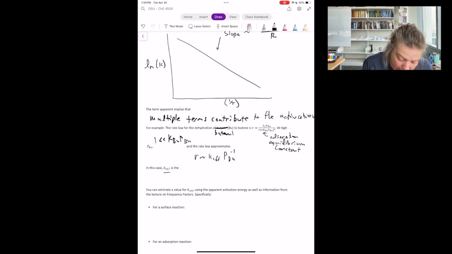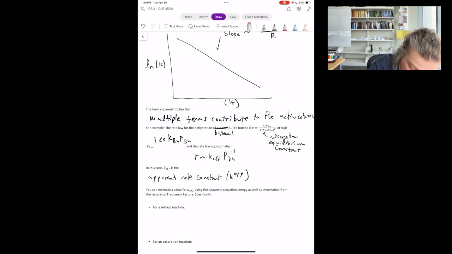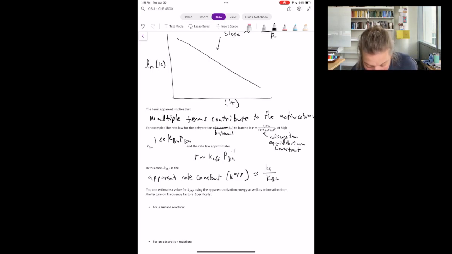So in this case, this K effective is the apparent rate constant. I could just as easily say Kf. Either way, what it is equal to, or I guess I should say approximately equal to, is Kf divided by KBU squared.